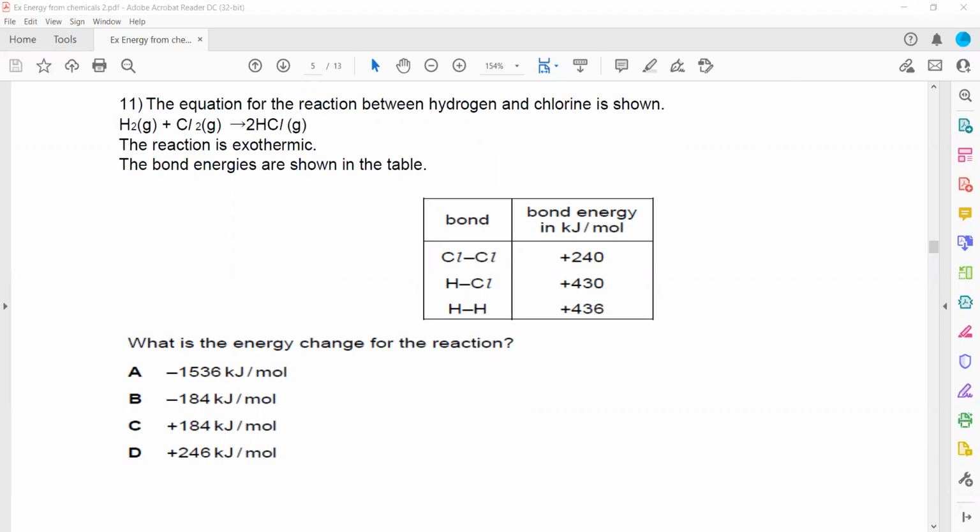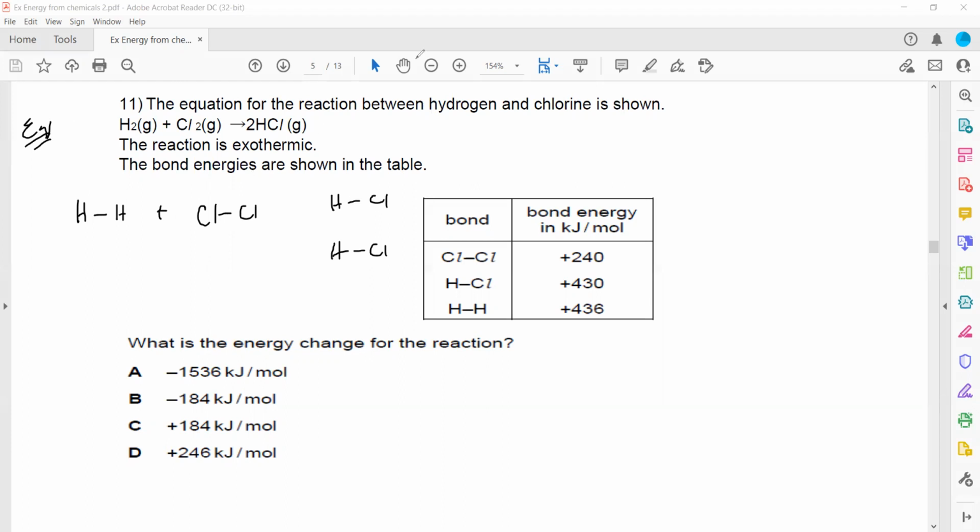So again, for a reaction, H2 plus Cl2 gives 2HCl. The equation is given, but we don't need the equation, we need the bonds. H2 means a hydrogen-hydrogen single bond. Cl2 means a chlorine-chlorine single bond, and HCl means hydrogen and chlorine. And there are two molecules, so there will be two molecules of H and Cl.